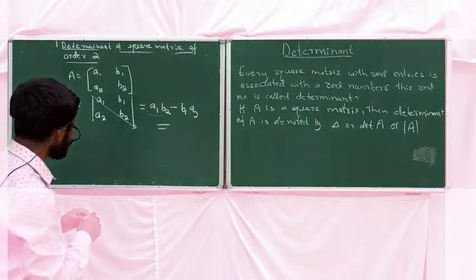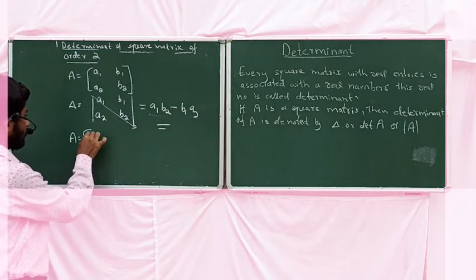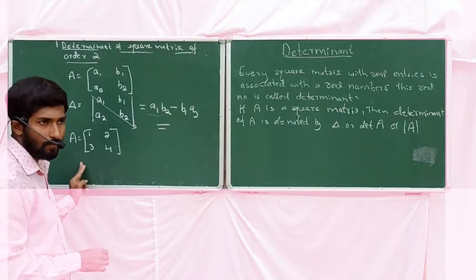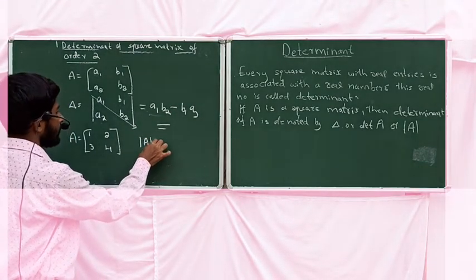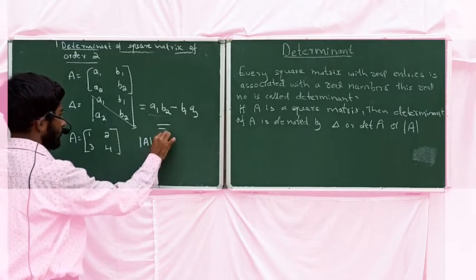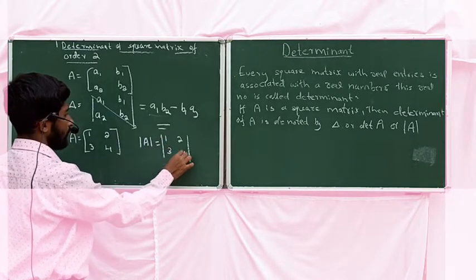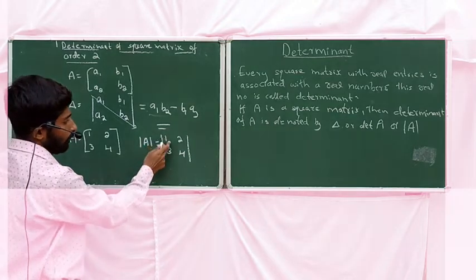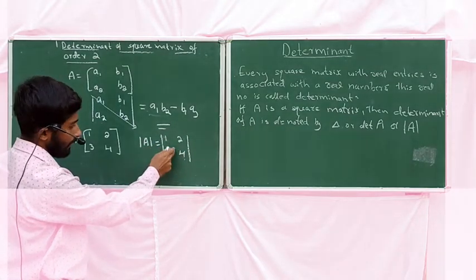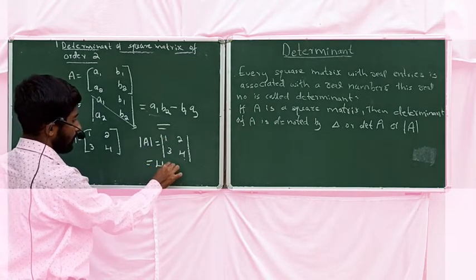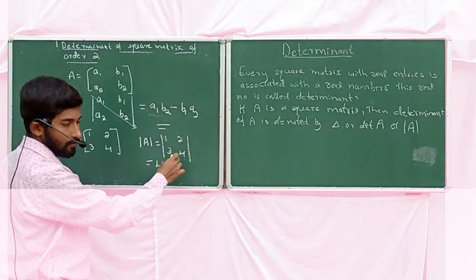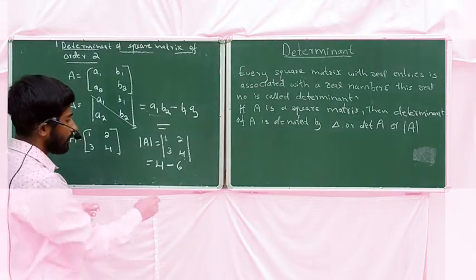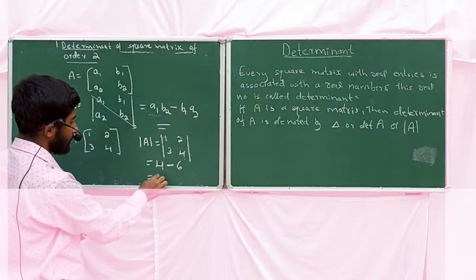See one example. Matrix A is equal to 1, 2, 3, 4. Question is calculate the determinant of this matrix. I am writing determinant of A is equal to, first you have to write 1, 2, 3, 4. This is just a notation, determinant of A. What's the procedure? First multiply the principal diagonal entries. 4 into 1 is equal to 4, minus product of non-diagonal entries. What are the non-diagonal entries? 3 and 2. What's the product? 3 into 2 is equal to 6. Then subtract, 4 minus 6. Its value is equal to minus 2.